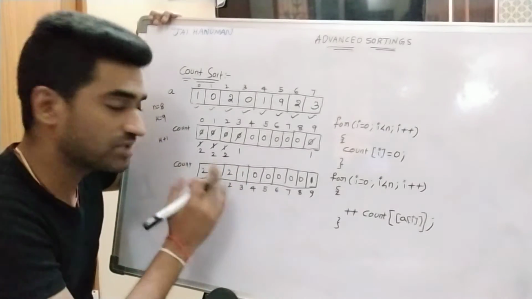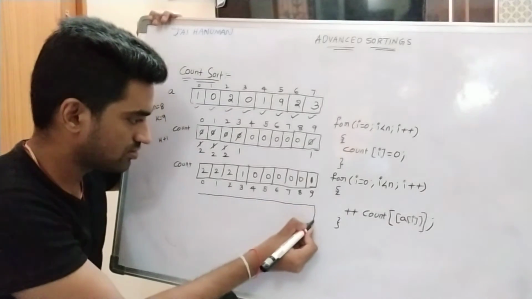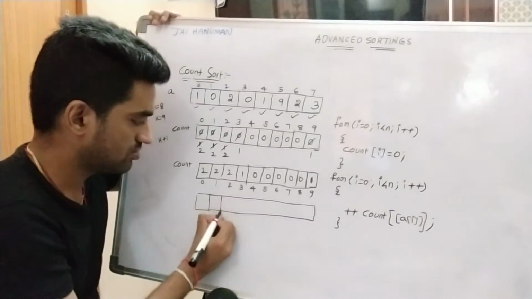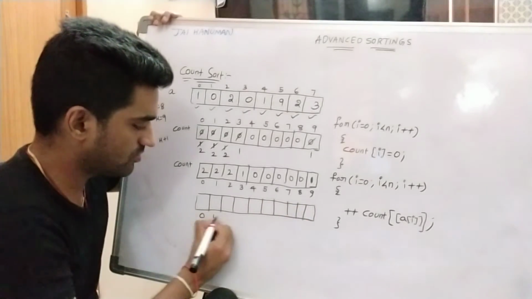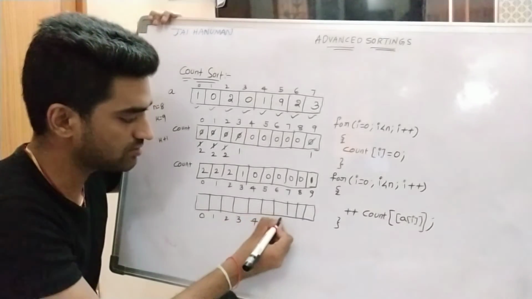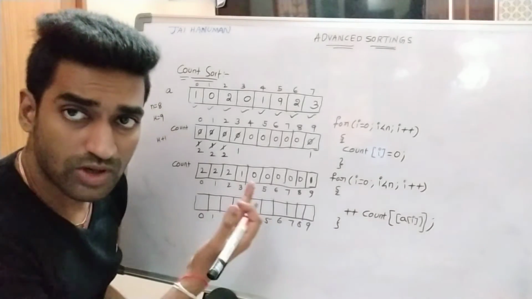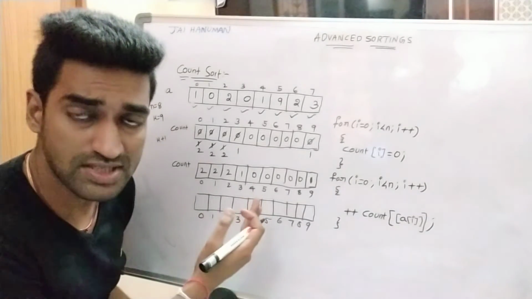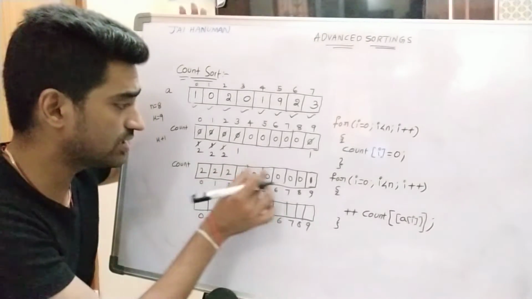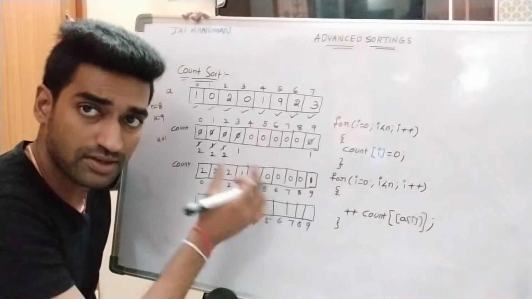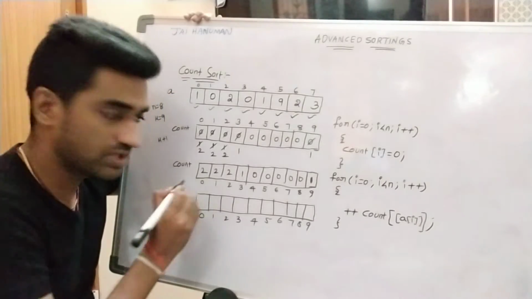So how to update that count array? Initially, indices 0, 1, 2, 3, 4, 5, 6, 7, 8. So here I am updating the count array. For what purpose are we updating the count array? Suppose I want to count the total number of individual key elements in the array. For that purpose I want to update this count array.